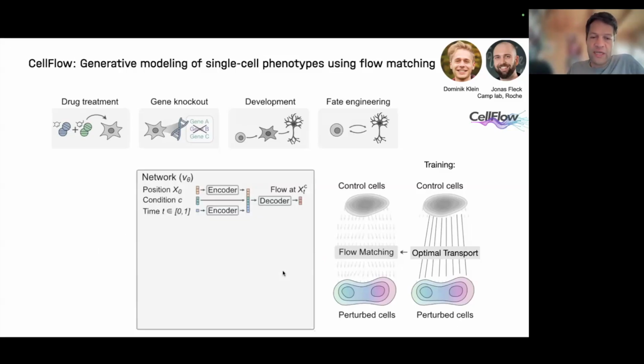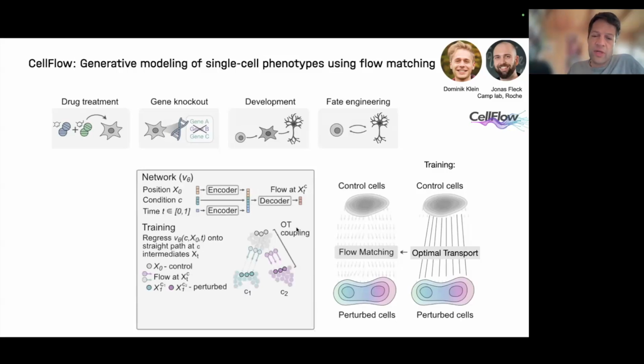To do this again a bit more formally, you have your position in space, the condition, and the time. In the encoder part, you go into latent space, and then you decode to get your flow. During training, you couple the cells via OT, and then you let them flow. At inference, you just have various time points, and you push them forward.